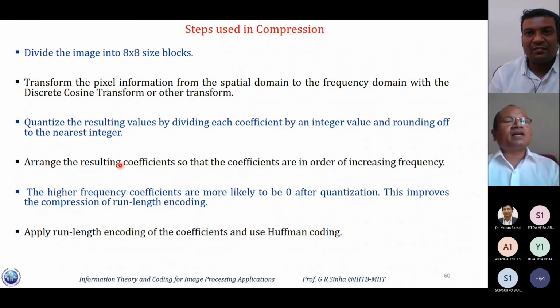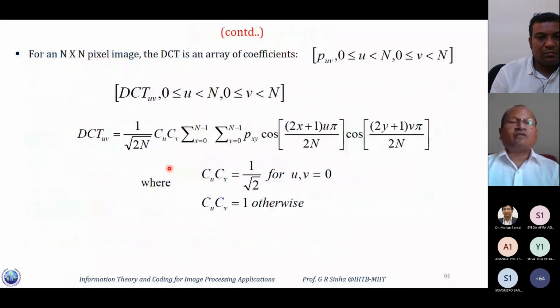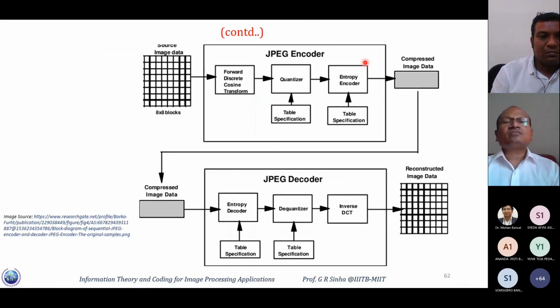Then quantize, then arrange the values in a certain order. High frequency coefficients are more likely to be 0 after quantization. This improves the compression of run length coding, and therefore you can ignore certain values. So this is how you can calculate the DCT and the DCT coefficients in a certain range. So this is your encoder block diagram, and this one is your decoder block diagram.